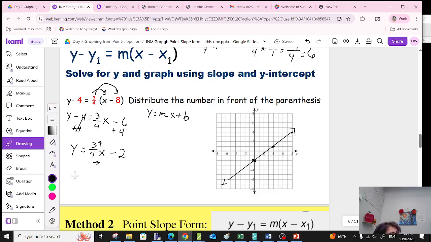So let's talk about that one more time. We had 2 steps. We had to distribute the number in front of the parentheses, and that was step 1. Step 2 was to add or subtract the number.